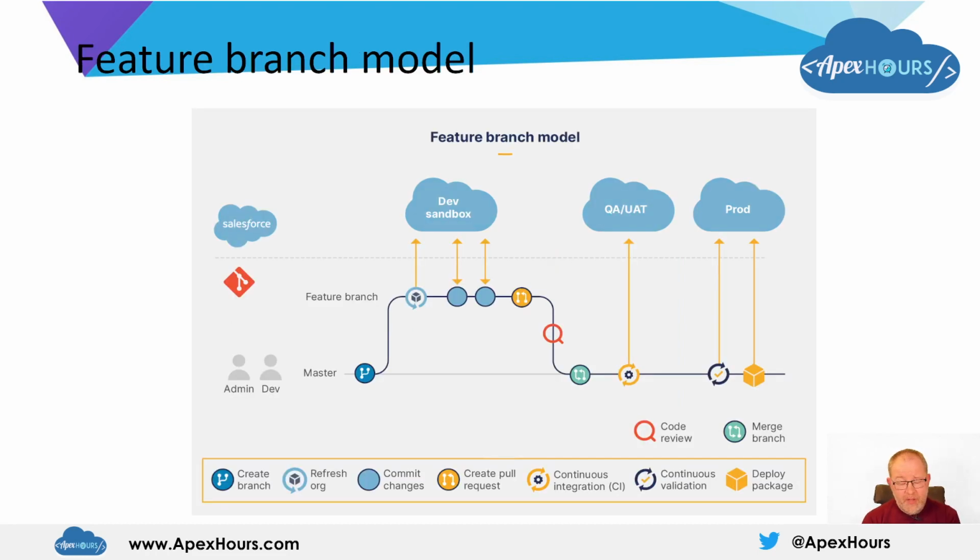So the next one is the feature branch model. This is the simplest model and also the one that we tend to recommend as a good starting point. With a feature branch strategy, the latest version of your metadata is stored on the main branch, and it should ideally always be in a state that's ready to release. This is your only long-lived permanent branch.